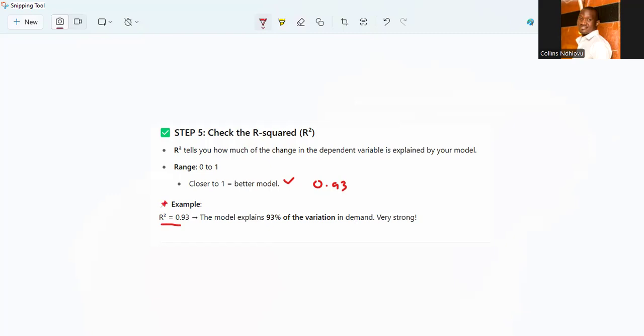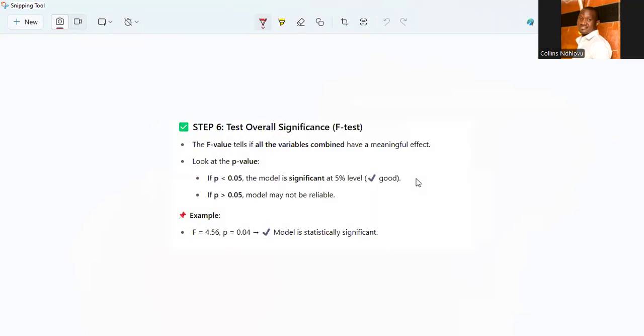Okay. Then we also look at the overall F table. What does it mean? I'm just trying to explain each of them one by one so that as we get to see the table, we understand what we're talking about. The F table tells us whether all the variables combined have a meaningful effect. So we compare the p-value at 5%. Here we're dealing with the opposite: if it's less than 0.05, it means the model is what? Significant. So if we have 1%, 2%, 3%, 4.9%, it means it's a good thing. But if we found more than 5%, it means it's not reliable.